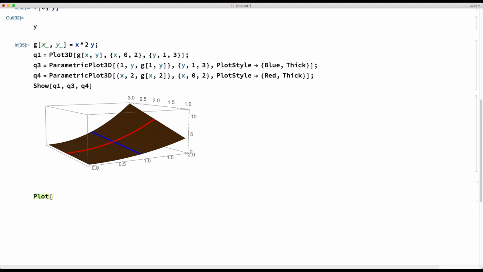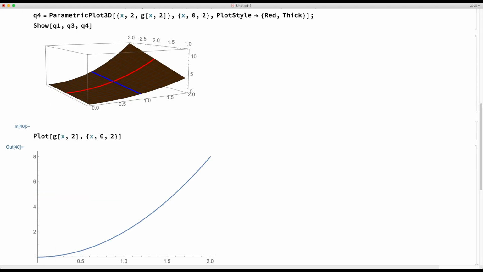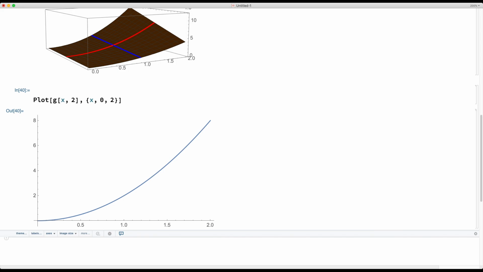Okay, so I want to do g of, which one are we doing? Are we letting x be fixed or y be fixed? Red is letting y be fixed. Okay, so I would do g of x comma 2 for x ranging from 0 to 2. And I get this, right? So that red, in fact, let me change this to make the colors match.